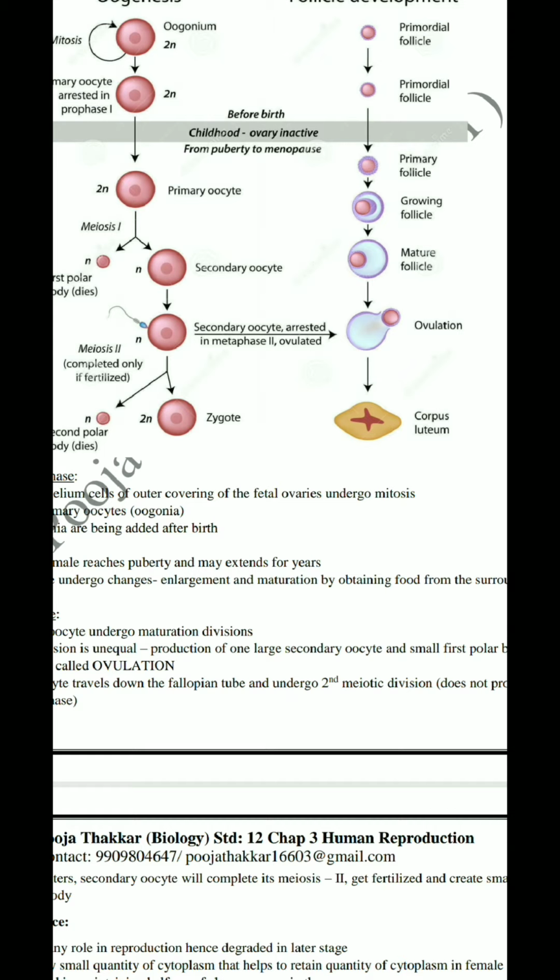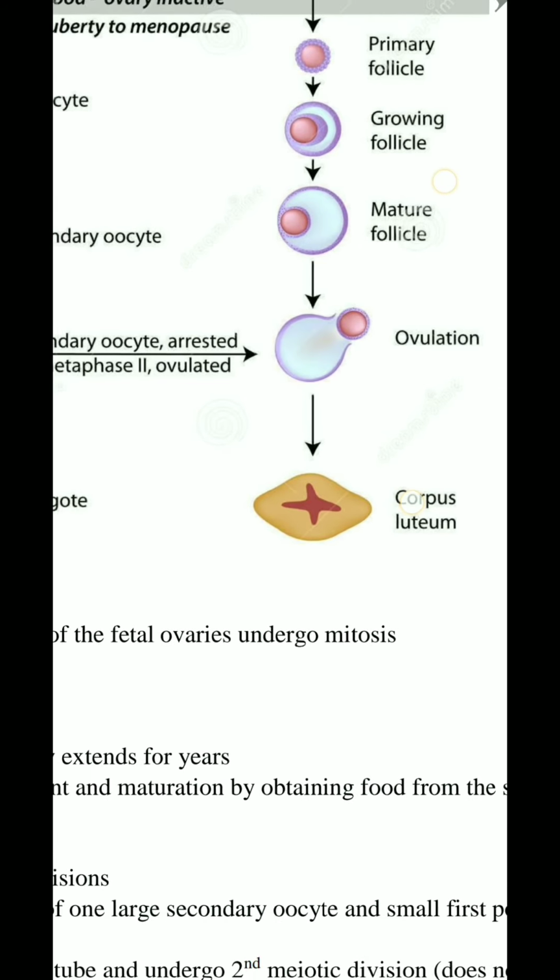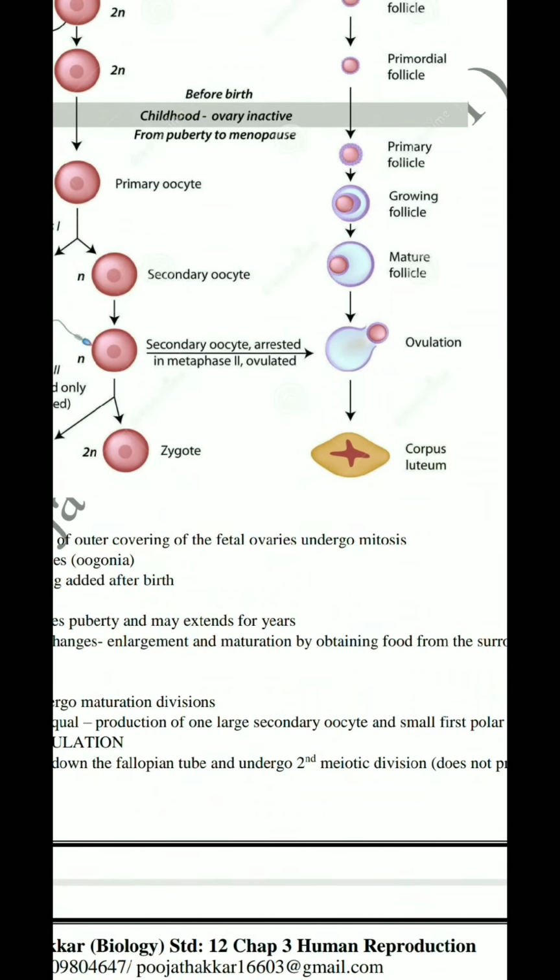Later, when the secondary oocyte forms at the end of meiosis 1, that oocyte is perfectly ready for the fertilization process. It is perfectly nourished because of the presence of the surrounding follicular cells. You can see in the diagram that the follicle which surrounds the secondary oocyte is considered a mature follicle, which is completely developed. The follicle has follicular cells which give nourishment to the oocyte.